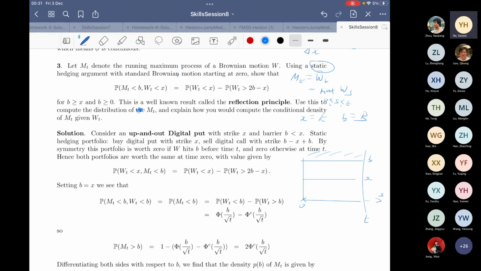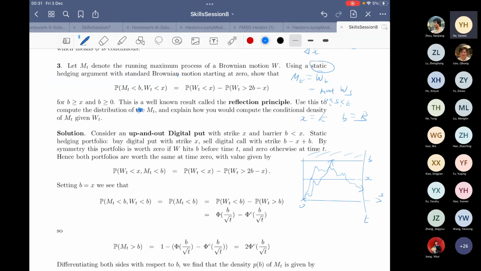And this up and out digital put that we're considering, when does it pay? Well, if we hit the barrier, it doesn't pay. So if the Brownian motion goes like that, if we hit the barrier, it doesn't pay because it's up and out. But it does pay if we don't hit the barrier and then end up below x, because x is the strike price here, and it's a digital put payoff. So remember, for a put, you have to end up below the strike price. So that's a typical trajectory that does pay, and the payoff is 1. That's the meaning of digital.